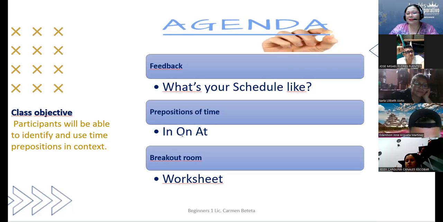Y yo, podemos quedar antes, le dije. Y tenía que ir pendiente de la línea. Ok.